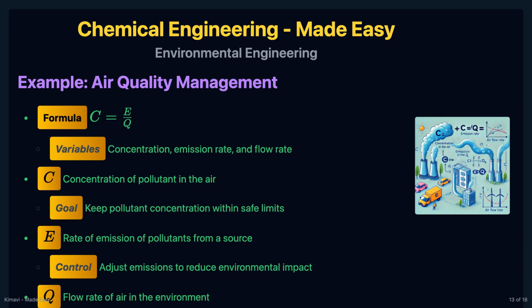To manage air quality, environmental engineers use the formula C = E / Q, where C is the concentration of the pollutant in the air, E is the emission rate, and Q is the flow rate of air. This formula helps calculate how concentrated pollutants will be in the atmosphere, and it is critical to keeping pollution levels within safe limits.